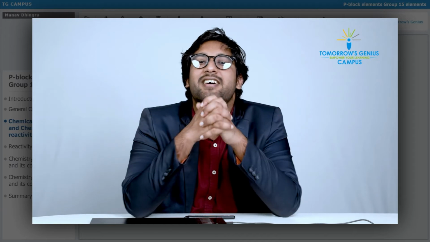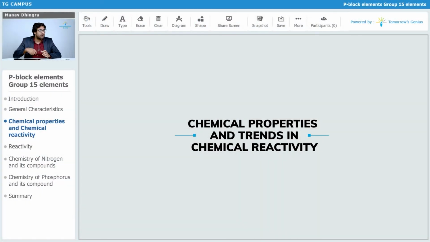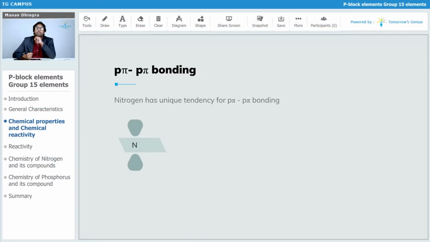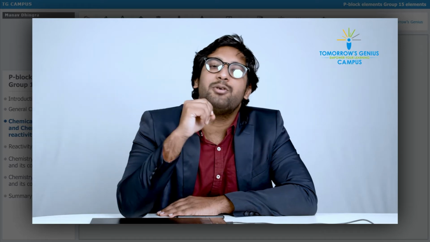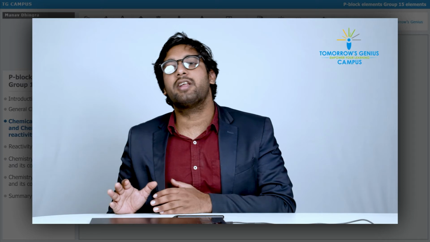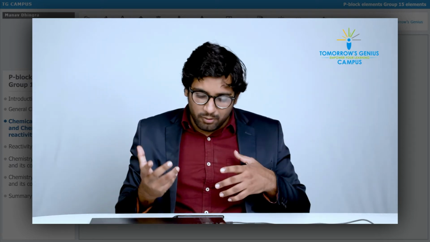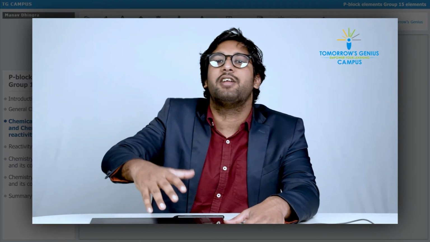So now let us start with the chemical properties of these particular elements. But before that, we have to look at the main question that comes every time in the boards or in your unit test: why does nitrogen only form N2 and phosphorus form P4? The question comes like this: why does nitrogen exist as N2 and not N4? Another way of asking this question is: why does phosphorus exist as P4 but not as P2? So why is that?